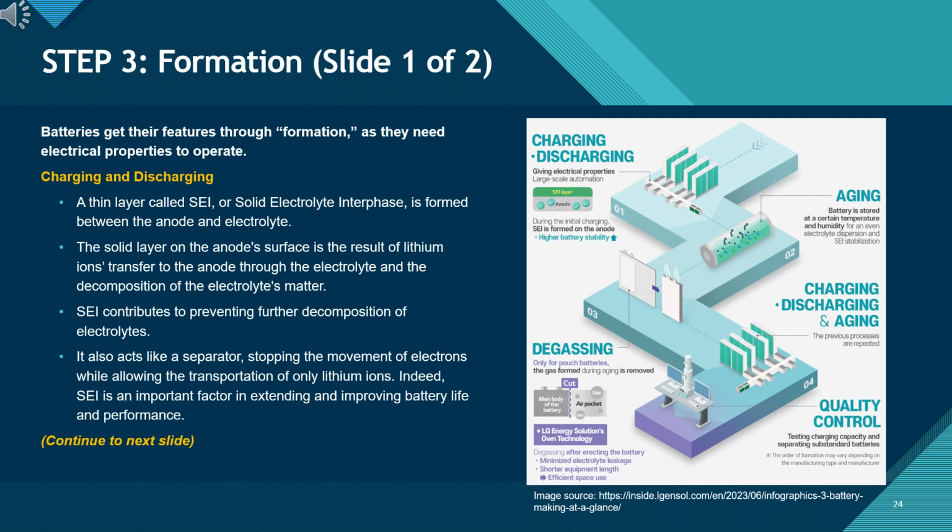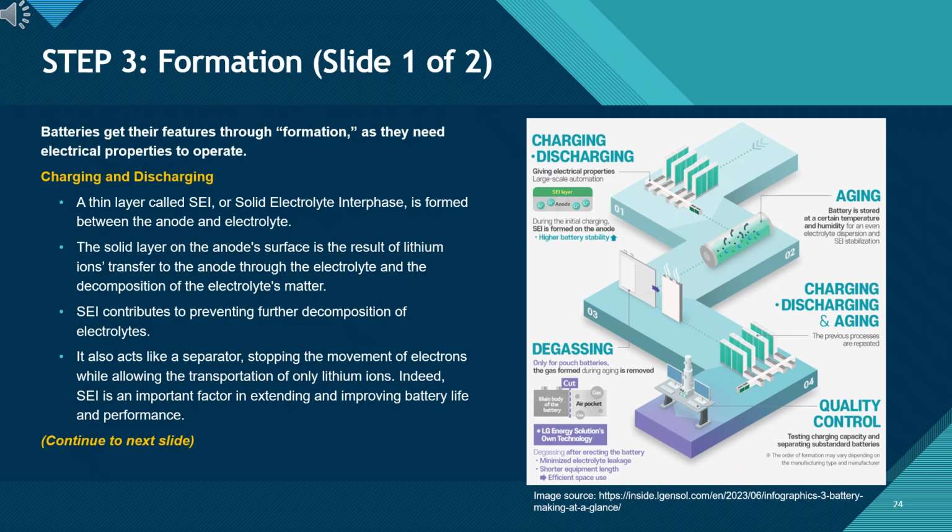Step 3. Formation. Slide 1 of 2. On this slide, we move from mechanical assembly to giving the cell its electrochemical personality. During formation, the cell is charged and discharged under carefully controlled conditions, allowing a thin solid electrolyte interface, or SEI, to form on the anode surface.